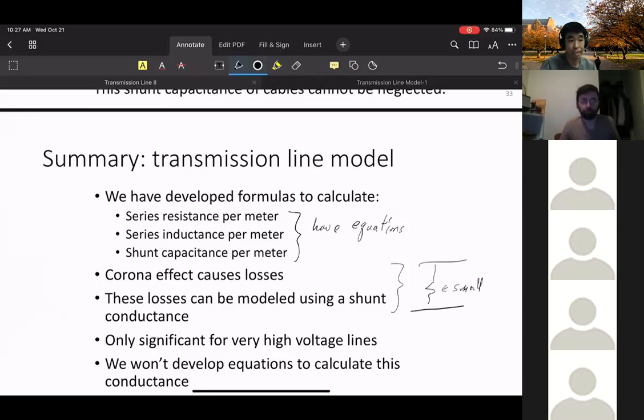So then let's take a break. Then what we'll do is put all this together to get rid of the per meter part of this model. We don't want the per meter model. We want, give me a line that's 300 kilometers long. I want the aggregate model, the lumped model. So in the second half of this lecture, we'll get rid of the per meter things and just look at the lumped parameter model.